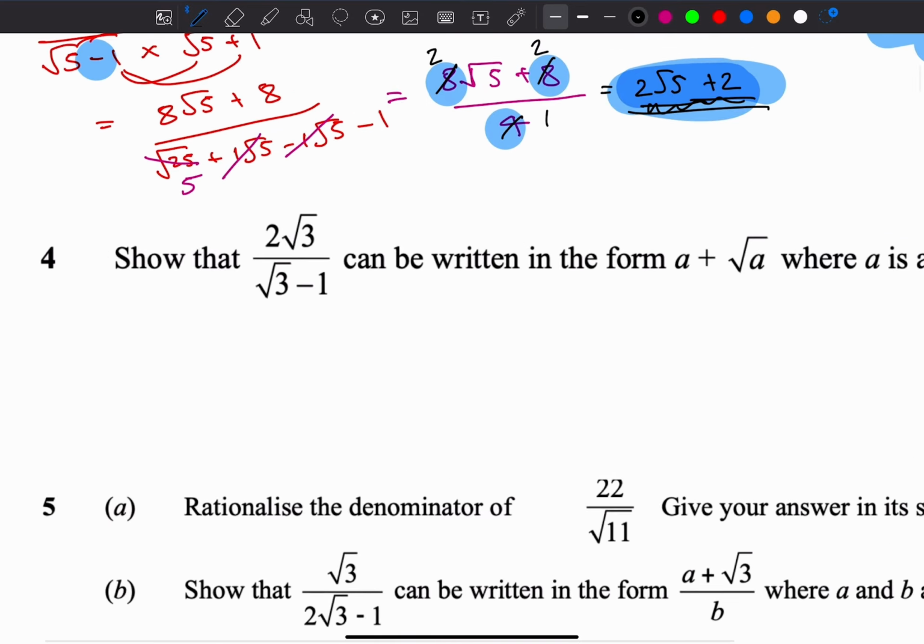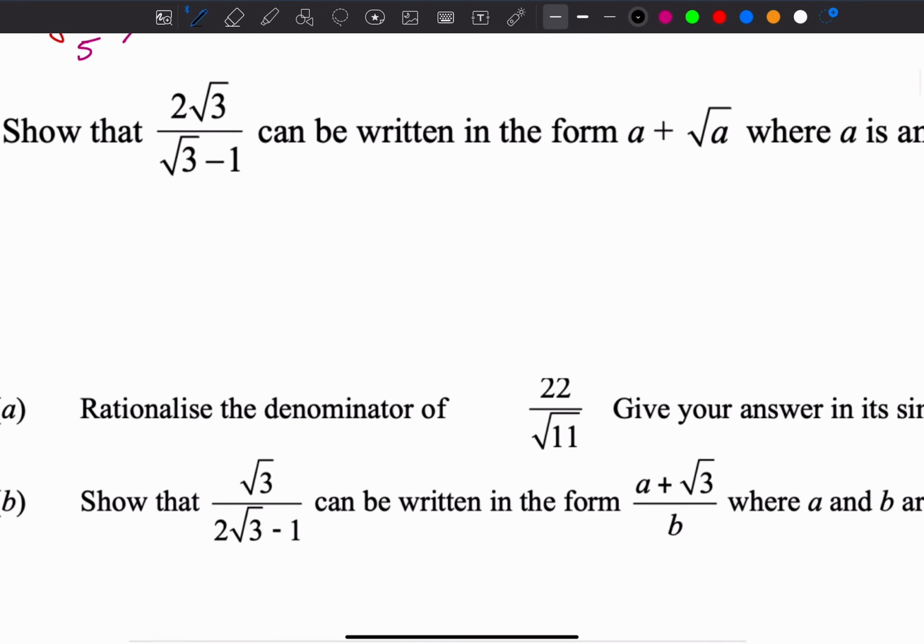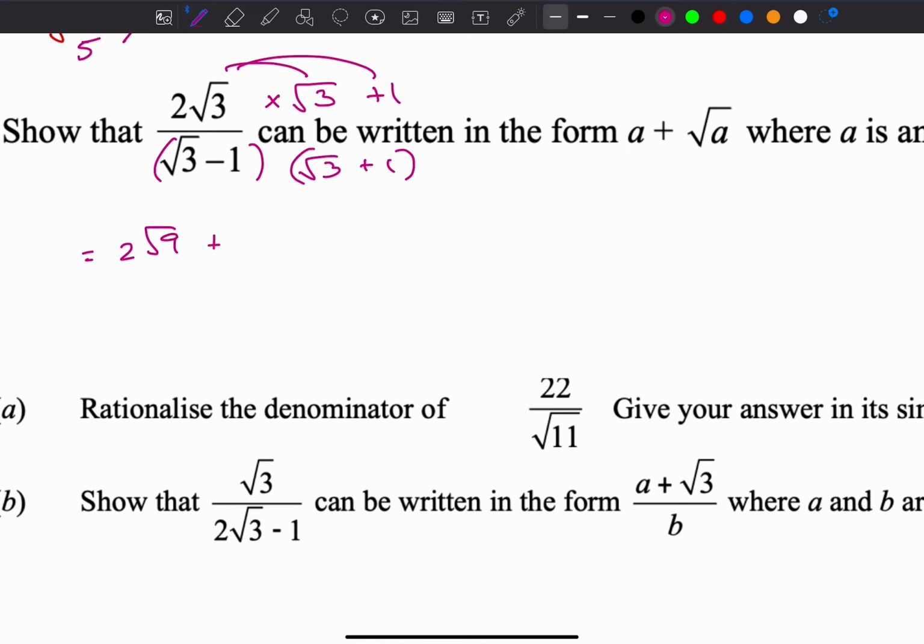Anyways, next one. How to do this one? Okay, write it in the form of that and that. Okay, sure, why not? Times it by, remember, root 3 plus 1, root 3 plus 1. That will make it 2 root 9 plus 2 times 1 is 2 root 3 over the denominator root 9 plus 1 root 3 minus root 3 minus 1. So root 9 plus 1 root 3 minus 1 root 3 minus 1.